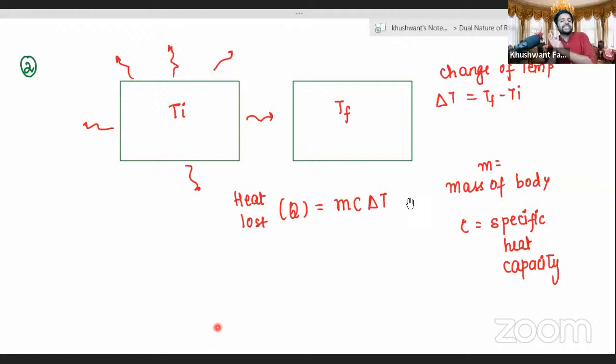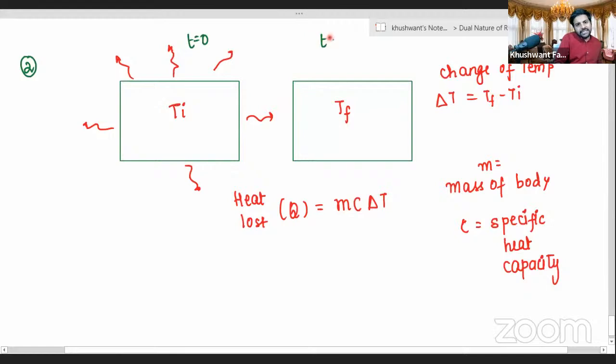Bring your hands down. As soon as you are done, quickly draw 2 boxes. Suppose this is at t is equal to 0, and suppose this is at t is equal to t.